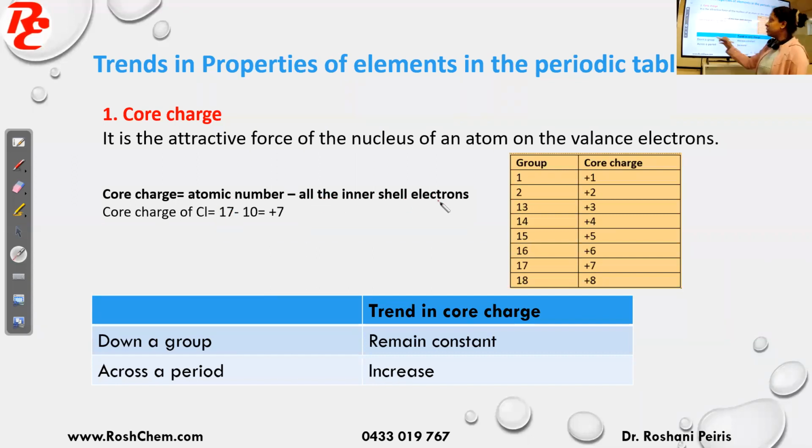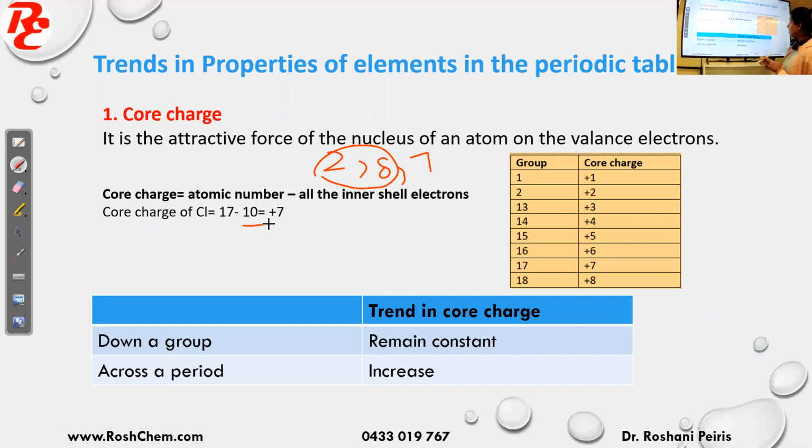So how do we find the inner shell electrons? We can write the configuration of chlorine. 17 is 2, 8, 7. So inner shells are these two. So inner shell electrons are 10. So atomic number 17 minus the inner shell electrons 10 gives you a core charge of 7. So we say plus 7 because core charge is the attractive force of the nucleus, which is positive. So the core charge for chlorine is plus 7. Like that, we can calculate the core charge for any element.